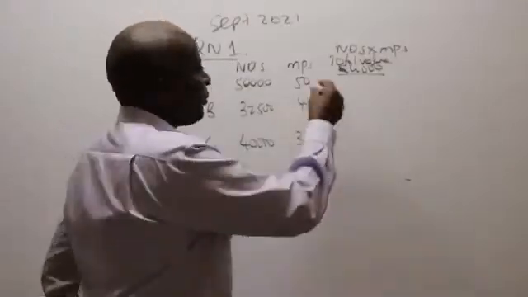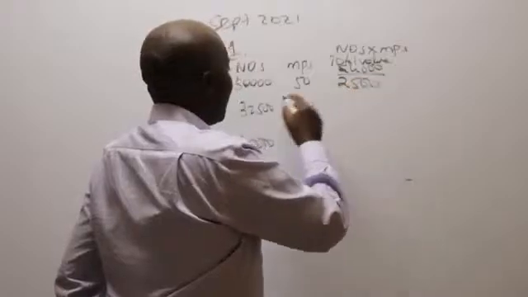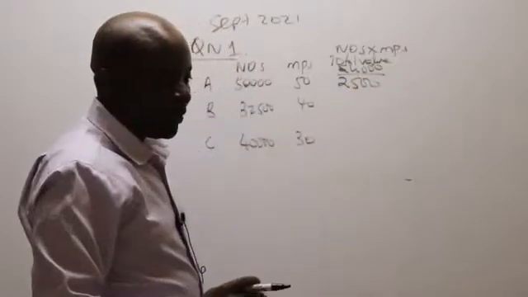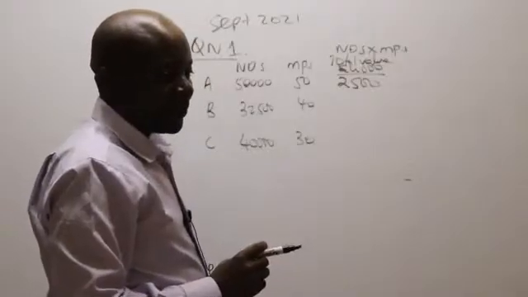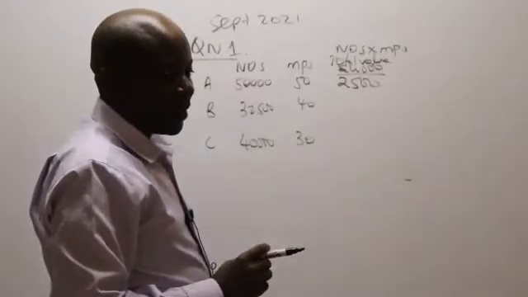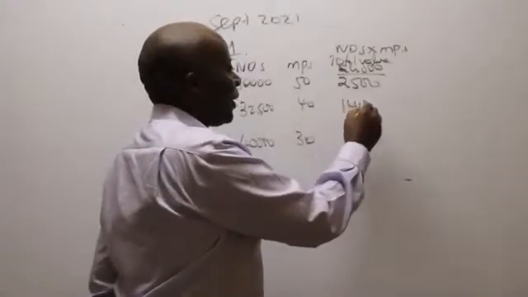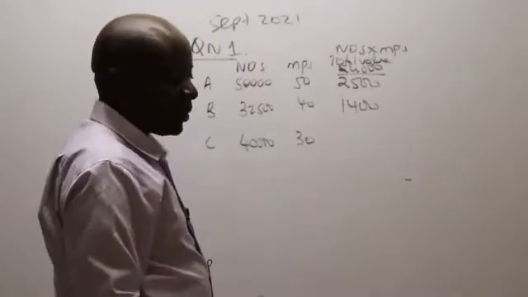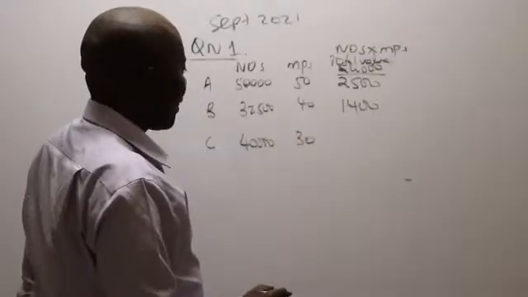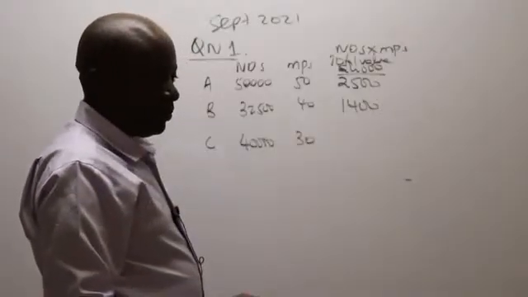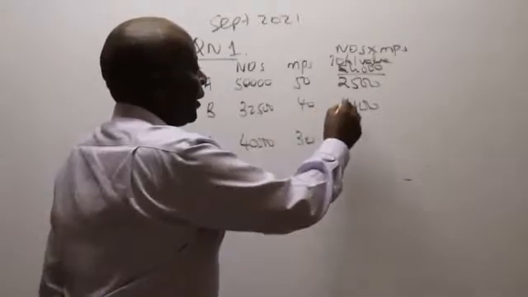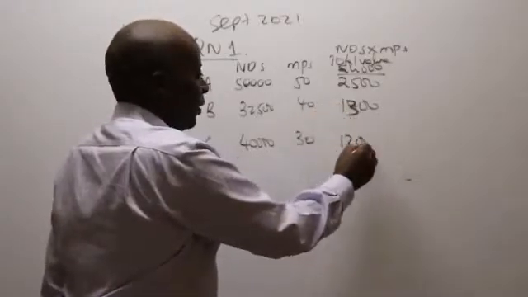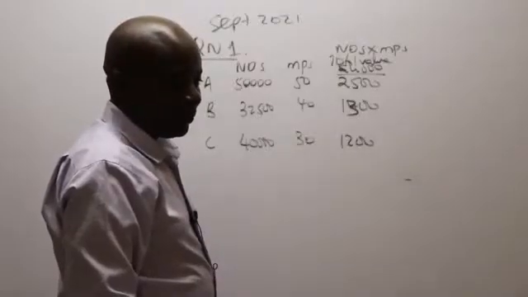Anyaki tells me 2,500, right? How about 32,500 times 40? 1,300, okay, 1,300. And then this is 1,200.